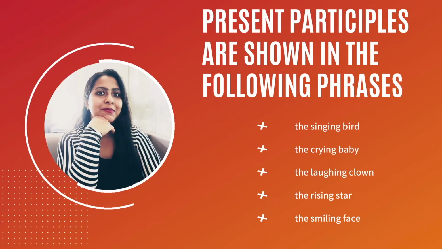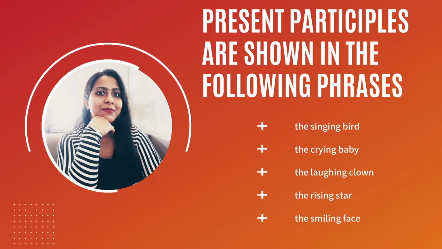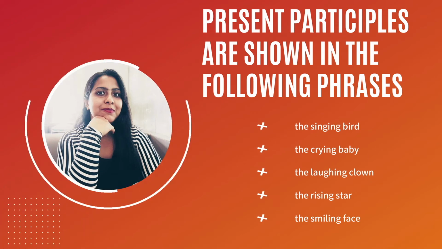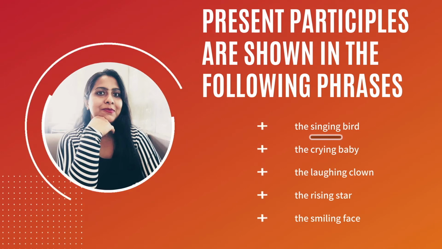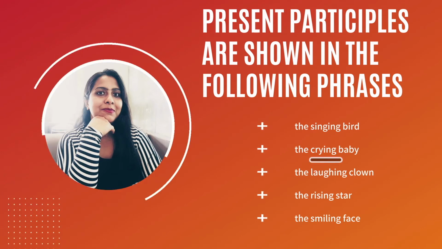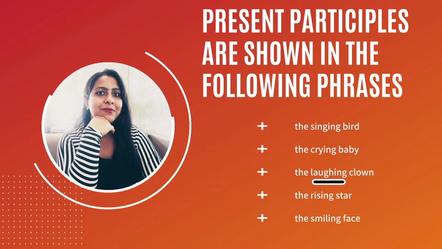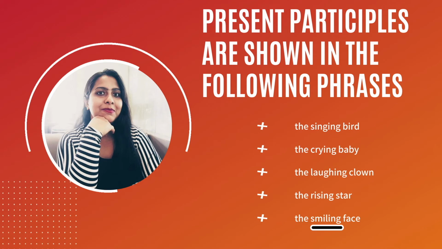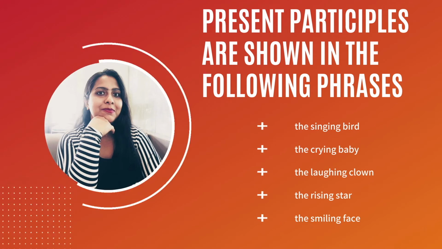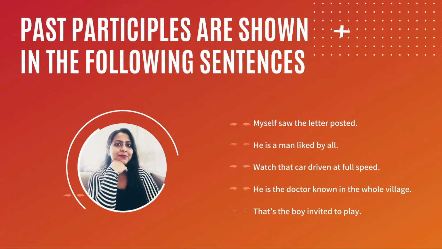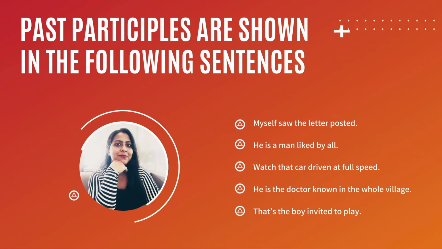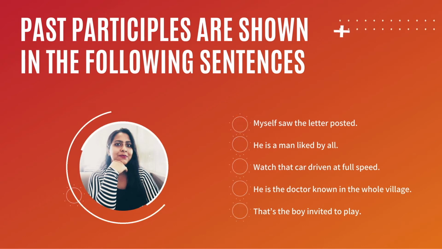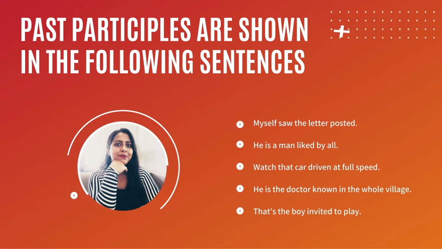shown, etc. In the next slide, I have mentioned a few phrases and the underlined words are the present participles, like the singing bird, the crying baby, the laughing clown, the rising star, the smiling face, the flying kite, the marching band, and so on. In the last slide, I have mentioned some sentences and the underlined words will help you to know the past participles better.